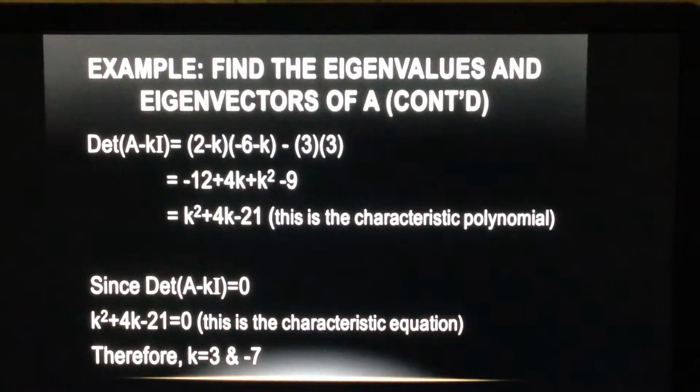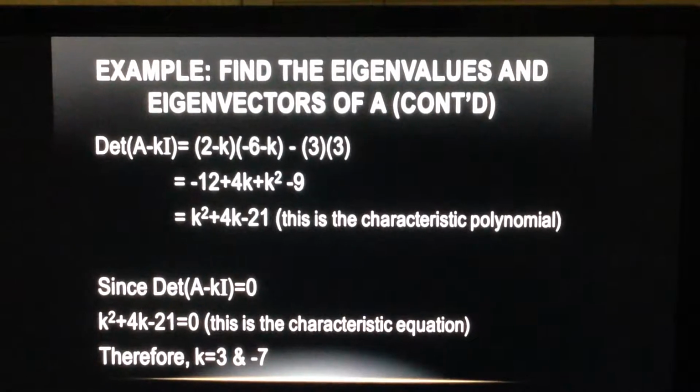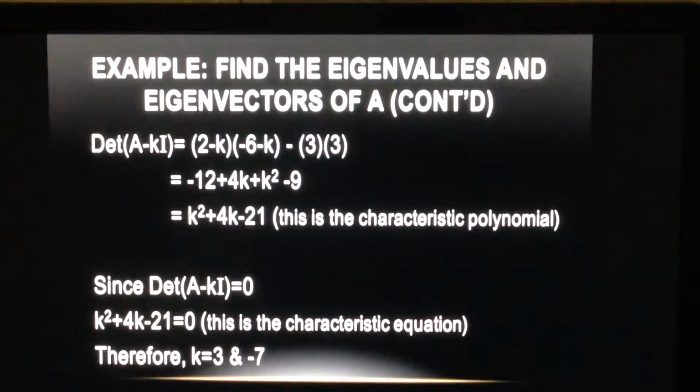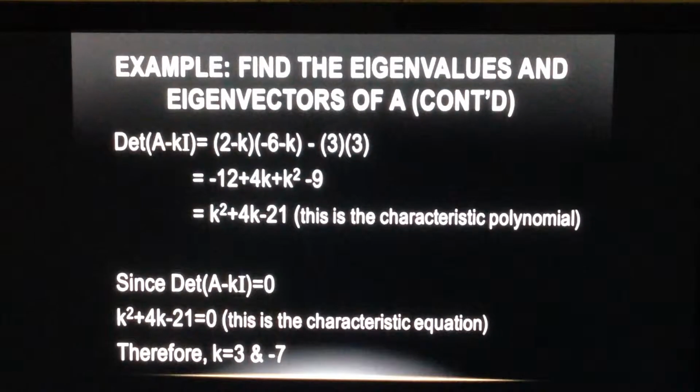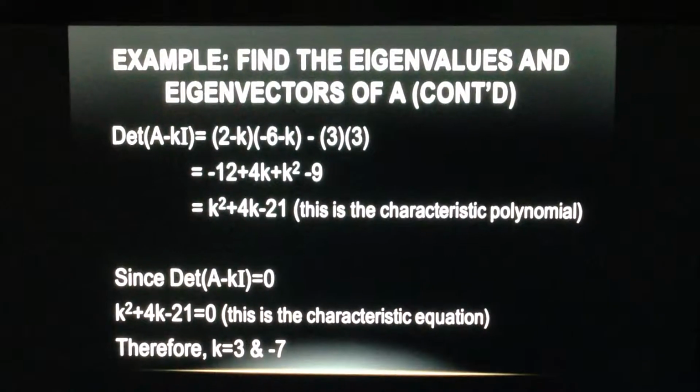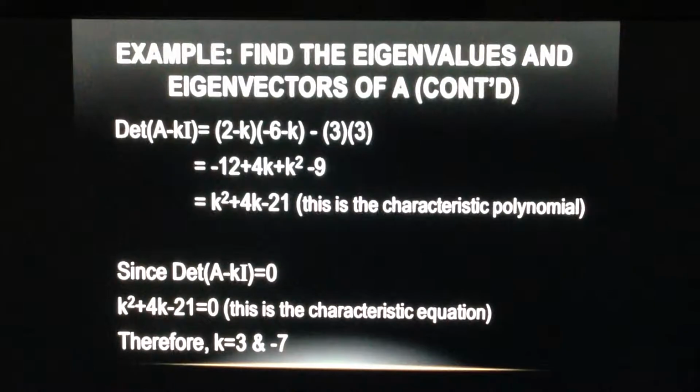Since the determinant is supposed to be equal to 0, you also set the characteristic polynomial equal to 0, thus giving you the characteristic equation. Solving this equation will yield you k equals 3 and negative 7.